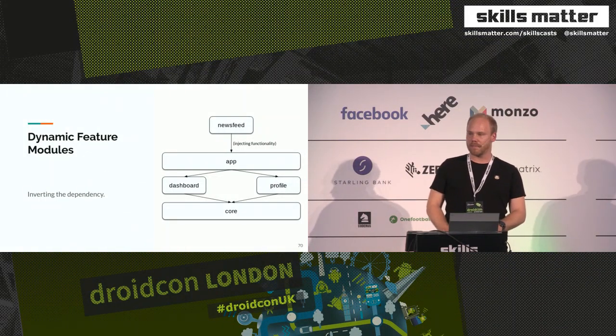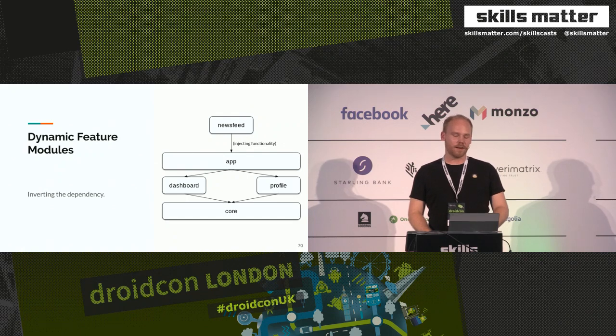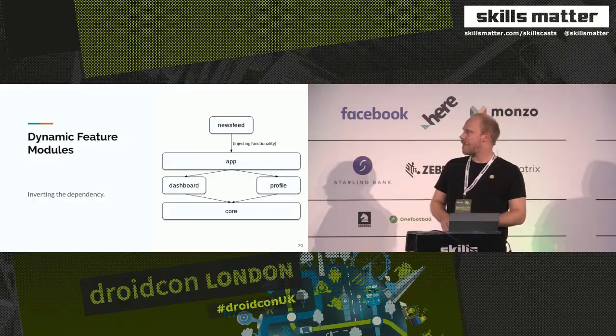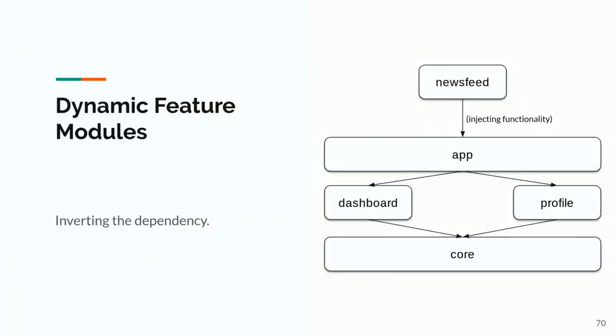The important part here with dynamic features is that we are inverting the dependency of the features. In a traditional application, the target module, in this case app, would be on the top. In this case, newsfeed is a dynamic feature, which means it is no longer below the application module. The newsfeed module is depending on the app and is injecting its functionality into the application, rather than the application knowing about the feature and just using and exposing it.